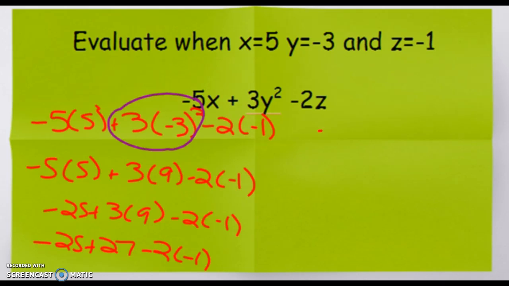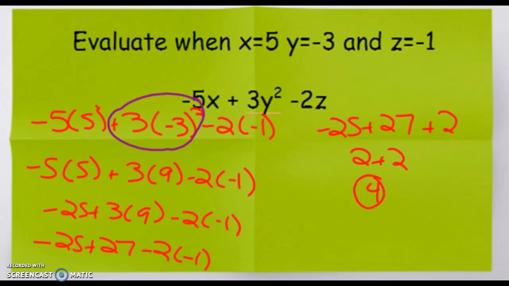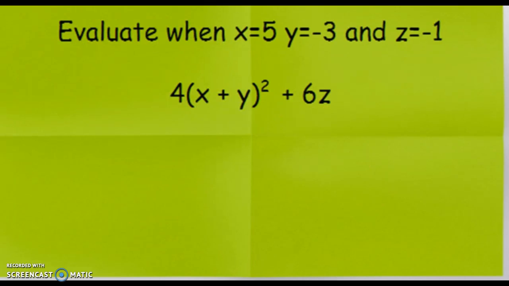So I have -25 plus 27 and then plus 2. -25 plus 27 is 2, plus another 2. So my answer here is going to be 4.